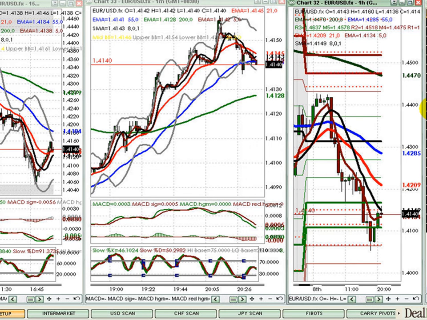Okay, let me introduce you to my good friend, the currency charts. On the left here, Euro-USD 15-minute chart. In the center, Euro-USD 1-minute chart. In the right, Euro-USD 1-hour chart with pivot points overlaid. Start with the higher time frames. Okay, now you can look here.